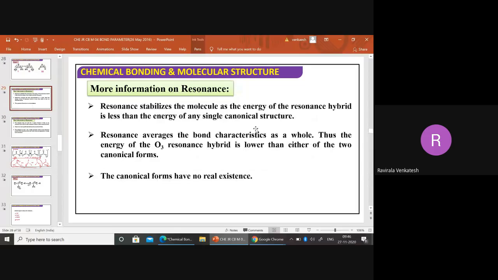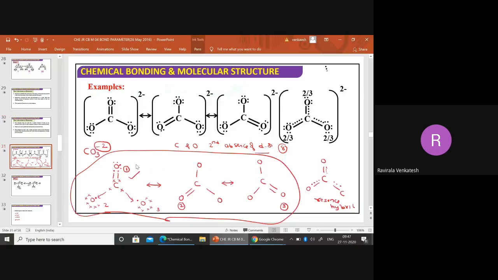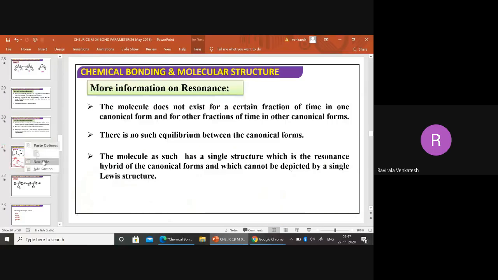Now, these are the points we discussed just now. The canonical forms have no real existence. Resonance averages the bond characteristics as a whole number. Thus, the energy of the ozone resonance hybrid is lower than the other two forms. Resonance stabilizes the molecule, as the energy of the resonance hybrid is lesser than that of a single canonical structure. The molecule does not exist in one form; both interchange actually. There is no such equilibrium between the canonical forms, isn't it? Right. Now we'll see the keto-enol form.